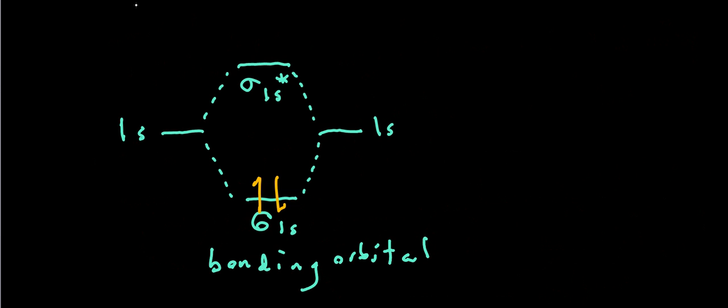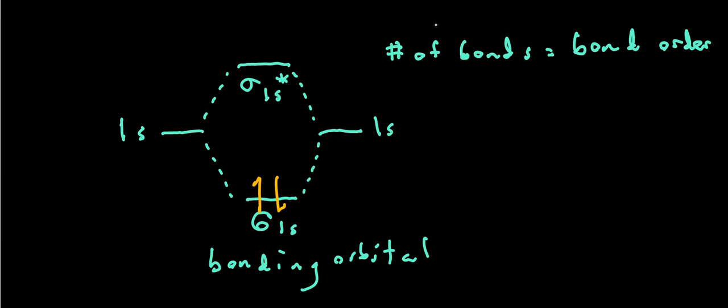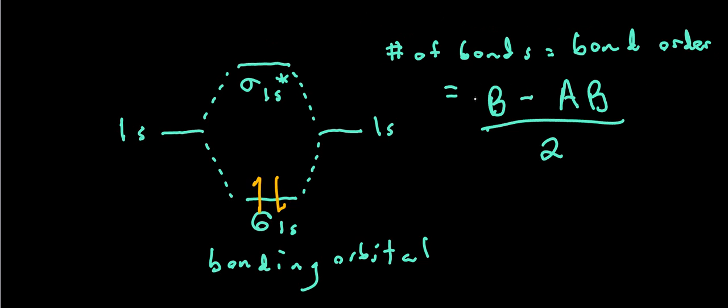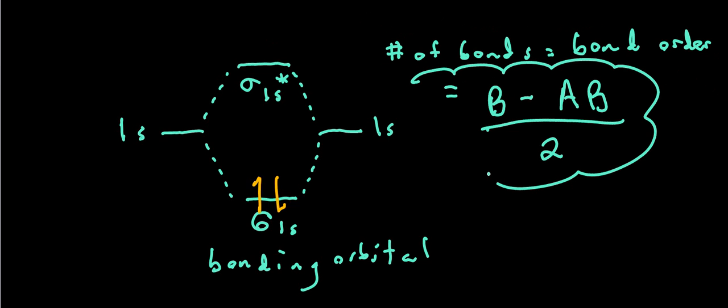Let's take a moment and return to our orbital diagram for the formation of our H2 molecule. Now we have something where the number of bonds that are going to form in our molecule is also equal to something known as the bond order. And the number of bonds, or bond order, is given by this equation: B minus AB divided by 2.